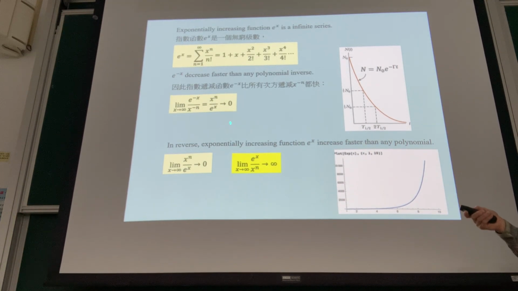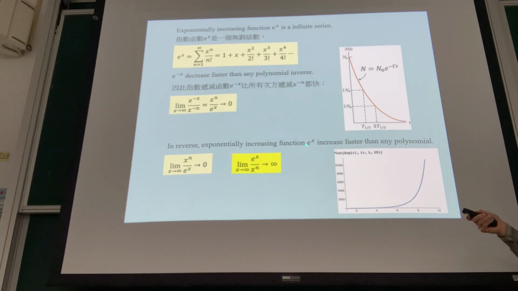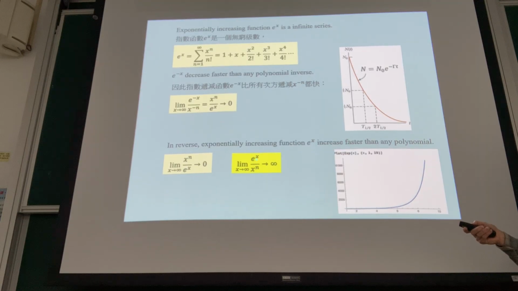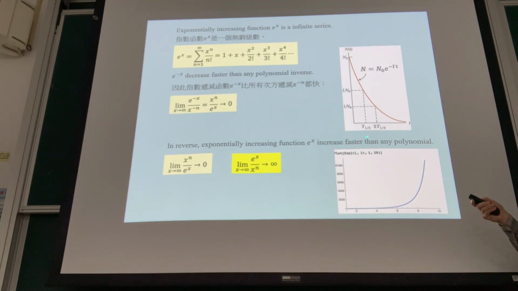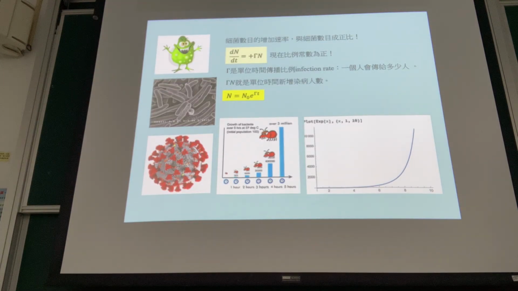On the other hand, if we talk about exponential increasing, for example, if we take exponential x over x to the n, then when x goes to infinity, it will approach infinity. Okay, so in common language, an exponentially increasing function increases faster than any polynomial. It's a very, very important property. So the speed at which germs propagate is actually an exponentially increasing function.